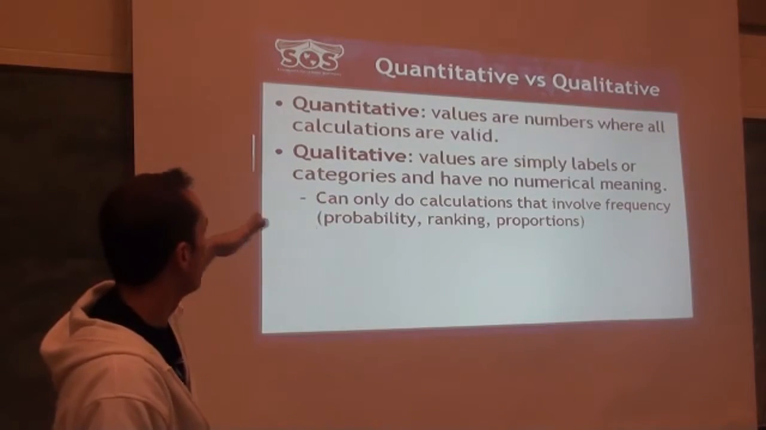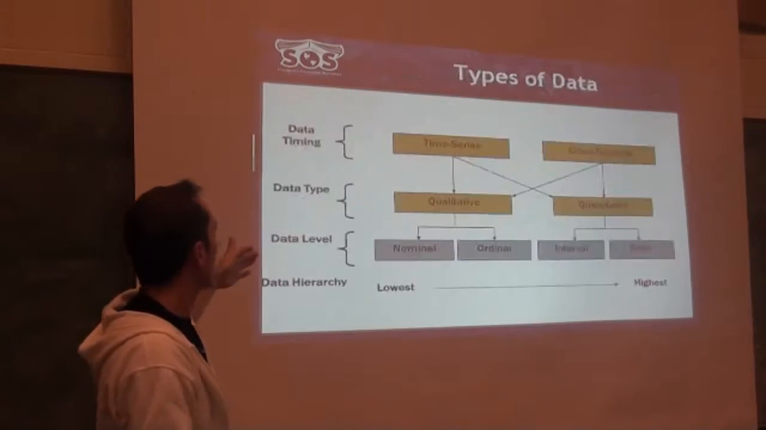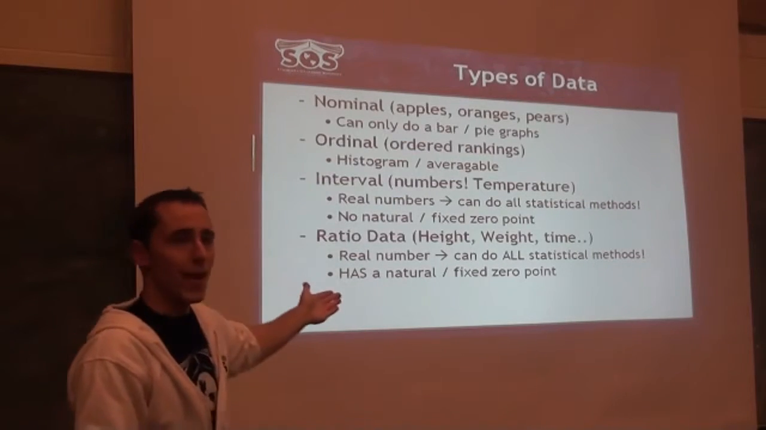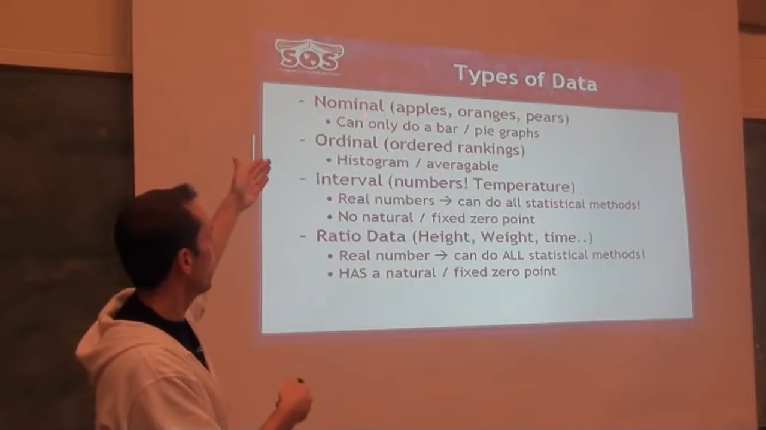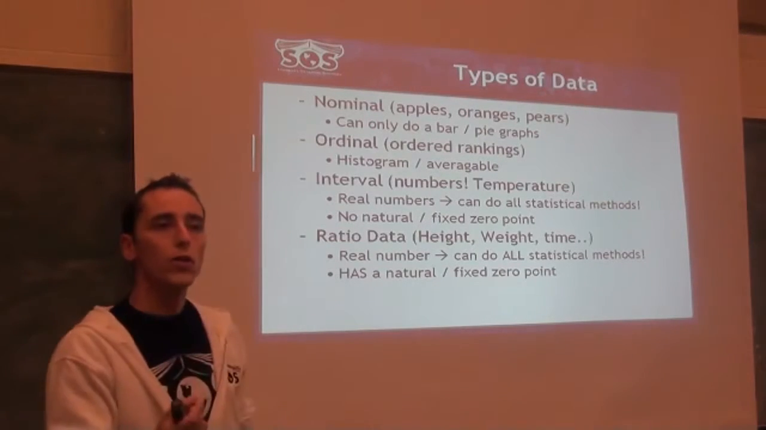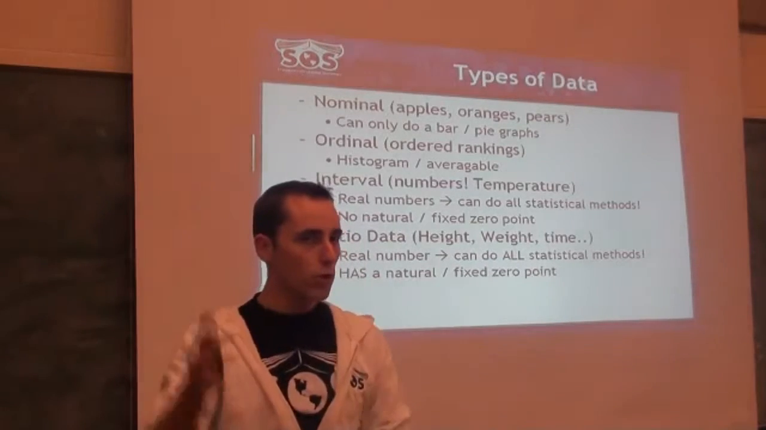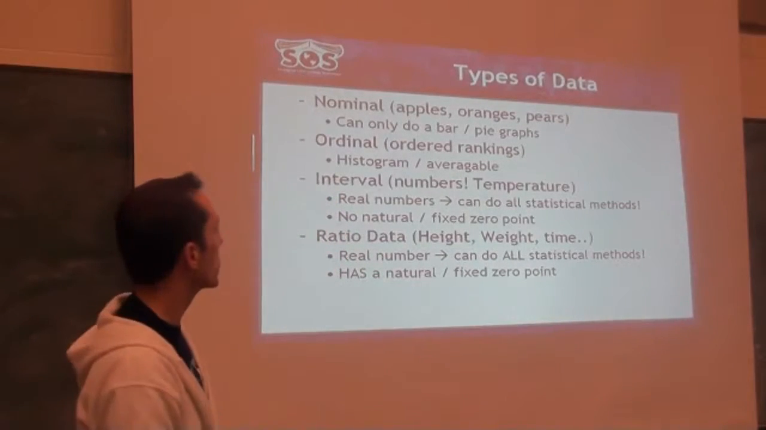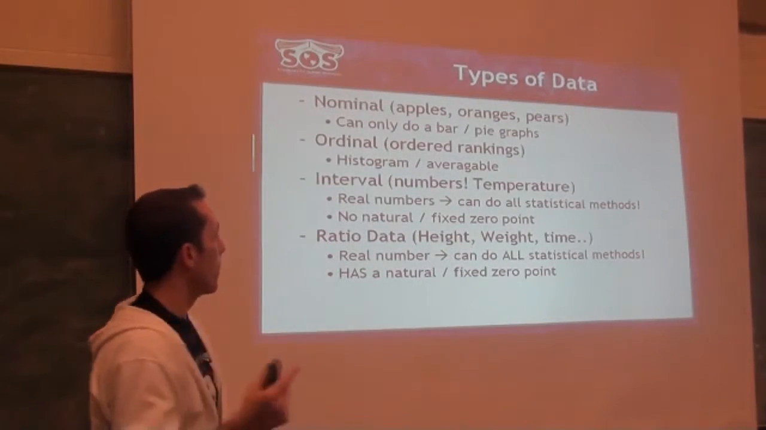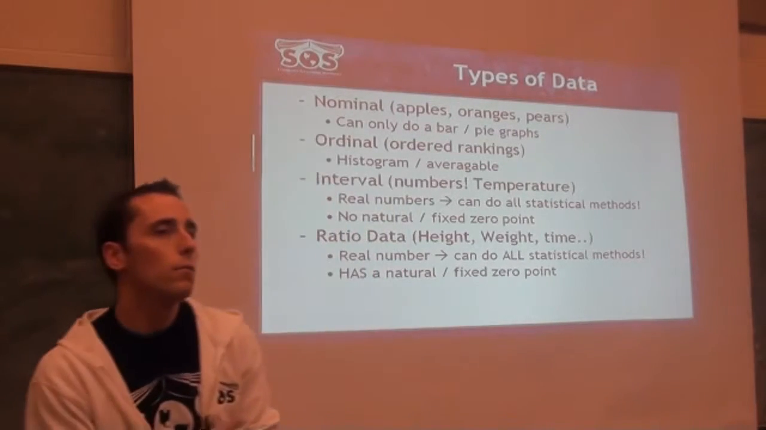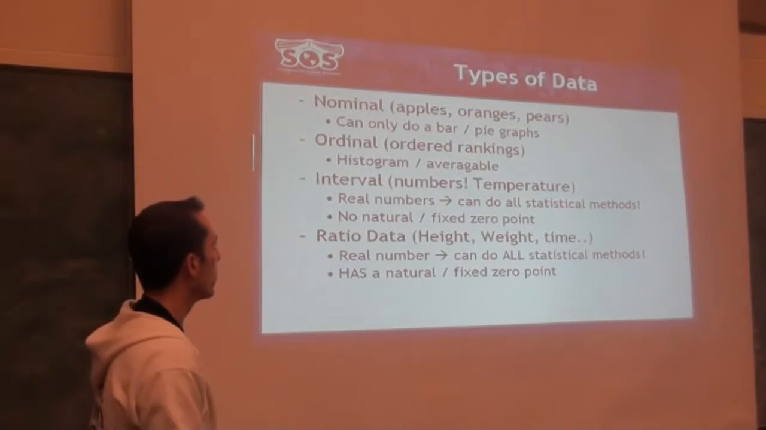Quantitative versus qualitative, yes, I just talked about that. Here's the table again, 4 different types. As I said, nominal: apples, oranges, pears. You can only do a bar graph or a pie graph. You can only do the proportion of people who liked apples versus oranges. Ordinal, as in ordered rankings, so you can take the average, that's the next stage. You can take the mean number. You can do some of those low-level ones.